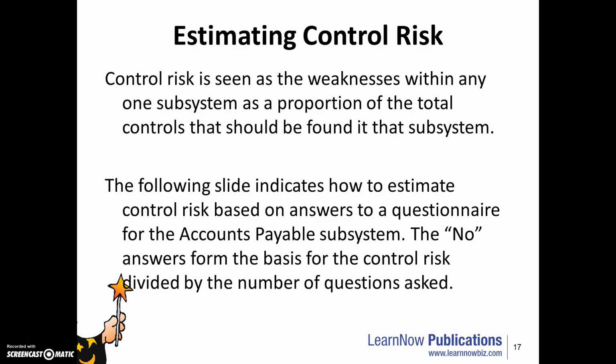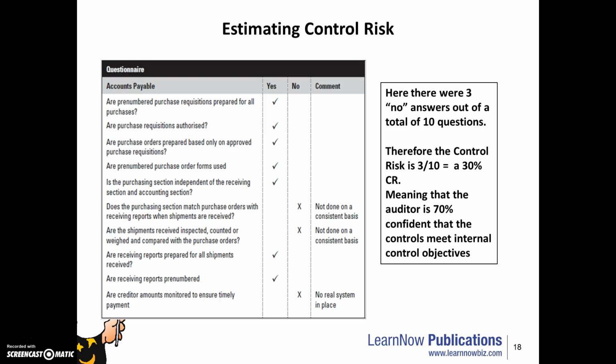Control risk is seen as the weakness within any one subsystem as a proportion of the total controls that should be found in that subsystem. So the following slide indicates how to estimate the control risk based on the answers to a questionnaire. So you can see some of the questions there. Are pre-numbered purchase requisitions prepared for all purchases? Or alternatively, are receiving reports pre-numbered?